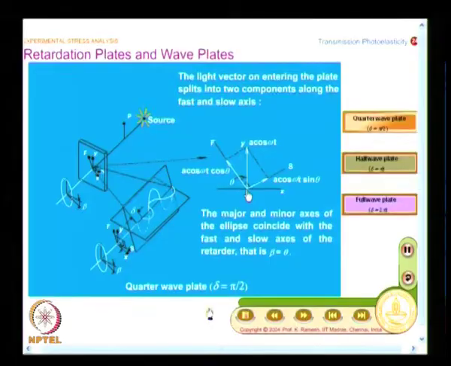On the other hand, when I have this angle as 45 degrees, I will have the amplitude the same. When the amplitude is the same, I will have a circularly polarized light. And in fact, if I have a polarizer and a quarter wave plate, I can get a light ellipse of any azimuth, any ellipticity. You have complete control.